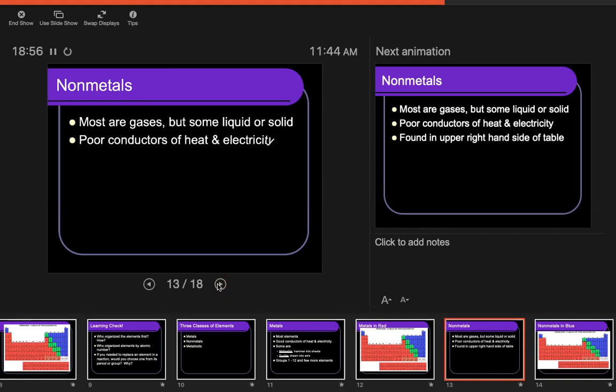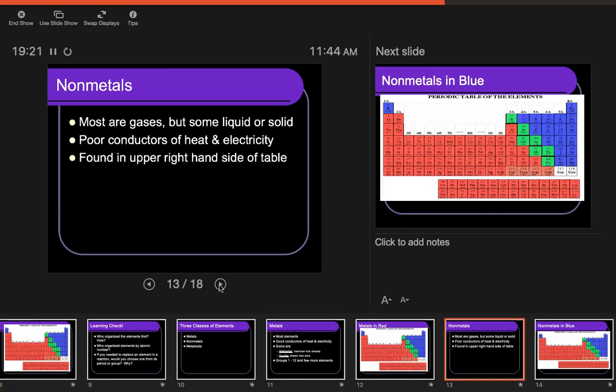Nonmetals are not good conductors of heat and electricity, which I'm very thankful for. Think about the air in this room. It is all full of nonmetal gases. If it conducted electricity, we'd have to be protecting ourselves from the light socket there. Not something we want to do. I'm telling you, it'd be a shocking experience. These are going to be found on the right hand or the right upper corner of your table.